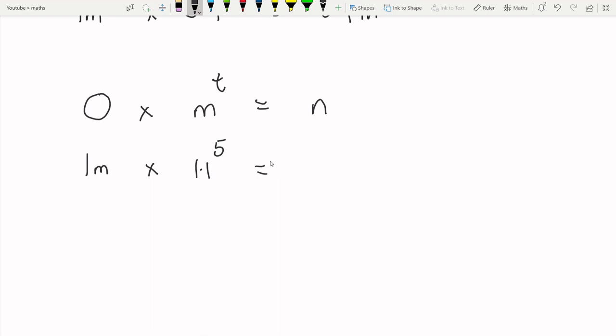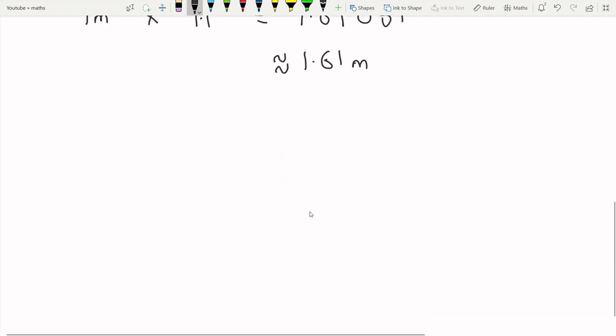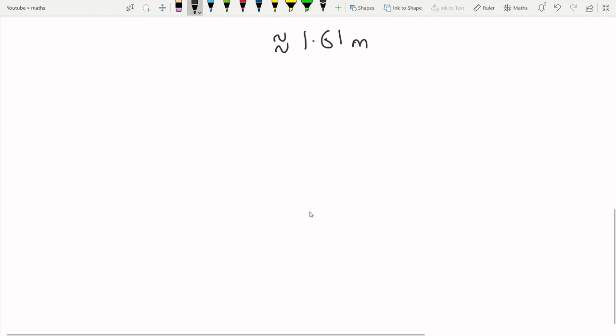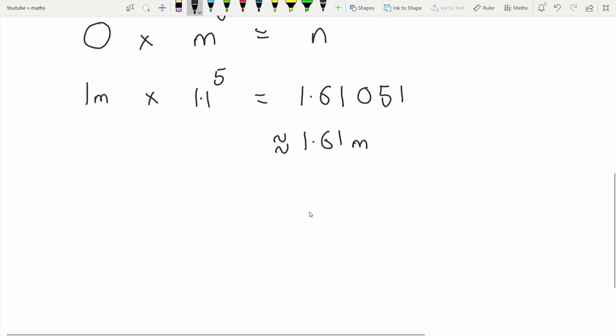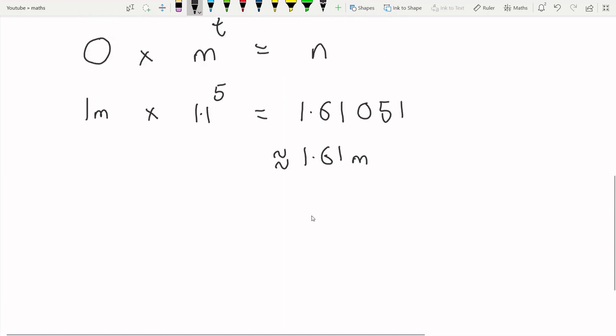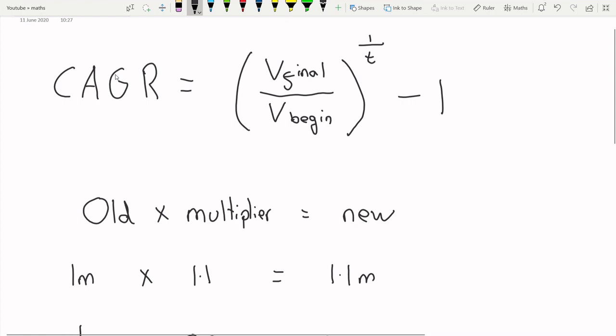After 5 years, we'll get a value of, put in the calculator, 1 times 1.1 to the power of 5 gives us 1.61051. Call it approximately 1.61 metres. Now we'll use a different example for our compound annual growth rate.